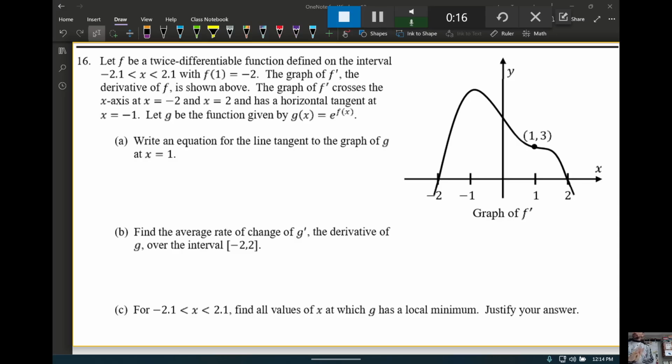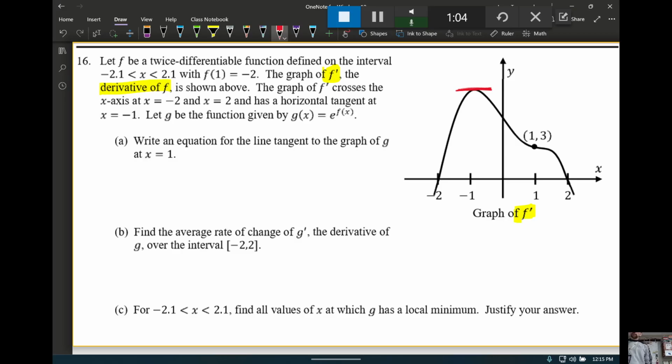F of 1 has a value of -2. The graph of f prime is over here. So make sure you're aware this is not f, but f prime. F crosses the x-axis at -2 and +2 and has a horizontal tangent line at x equals -1. So right here, the slope there is 0. And g is defined by e to the f of x. So that's kind of weird, but let's see what happens with it.